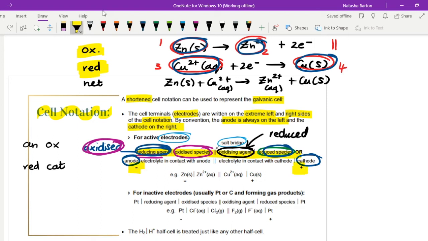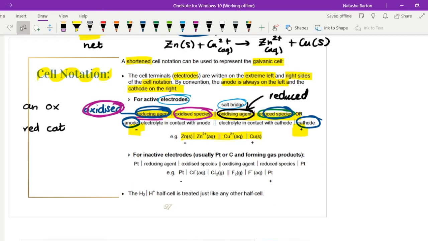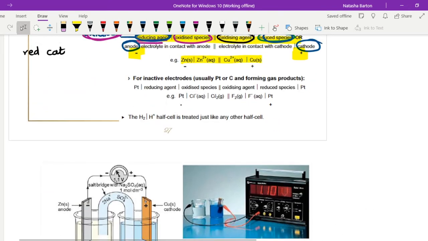And your cathode is positively charged in a galvanic cell. Know those things. But guys, this is literally the cell notation. That is it. Now, sometimes you're going to find that you don't have a cell with active electrodes. We say it has inactive electrodes.